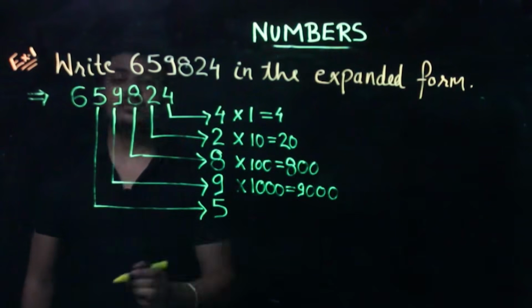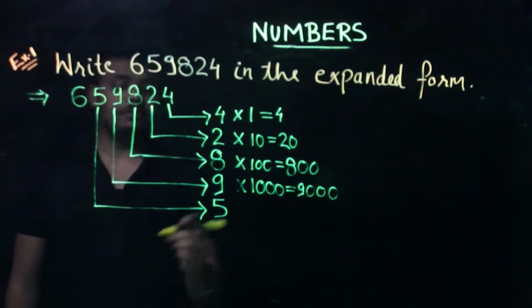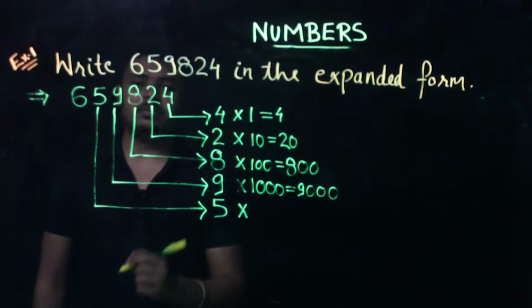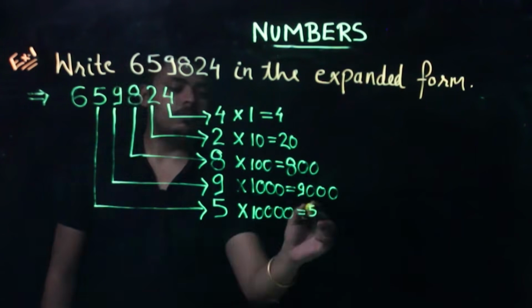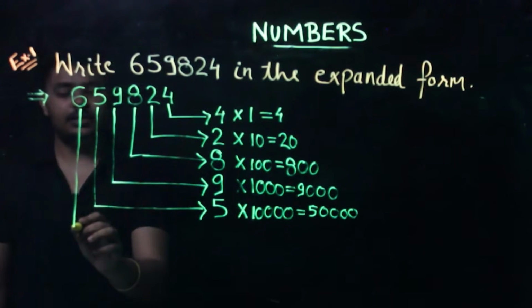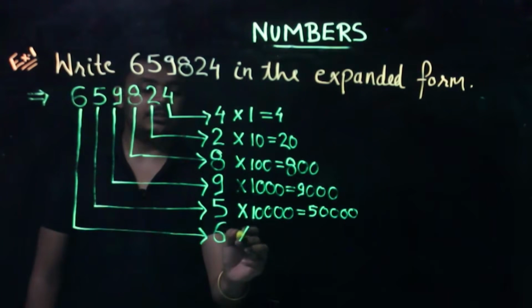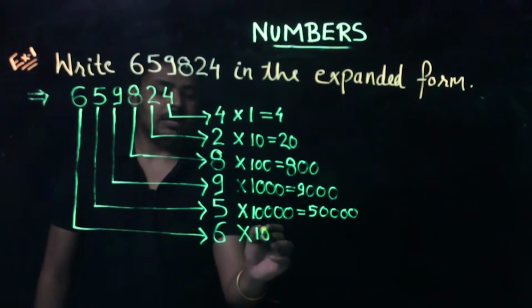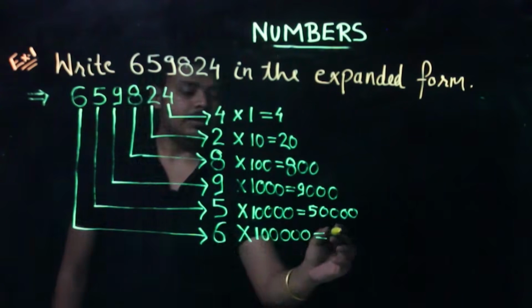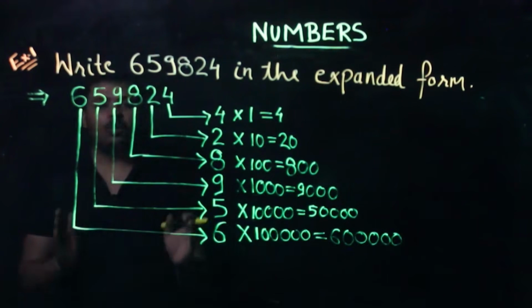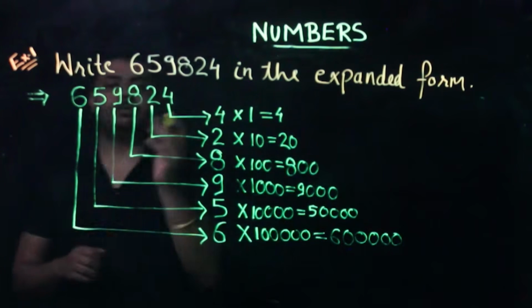Then we have our next digit as 5. Face value of 5 is 5, and the place value is 10,000. We get 50,000. And finally, our last digit is 6, and its place value is the lakhs column. So multiplying it with 1 lakh, we get 6 lakh. So we have got the place value of each and every digit in the given number.